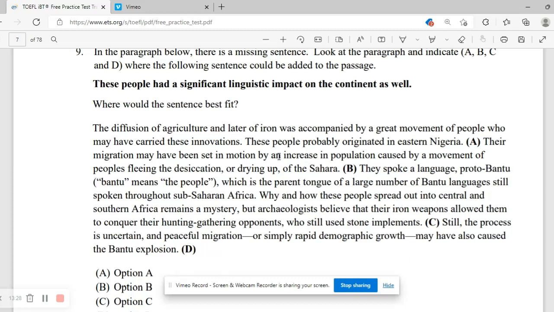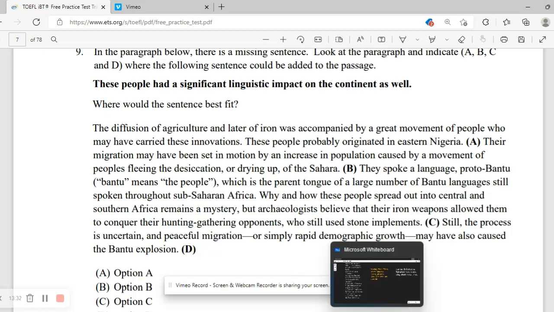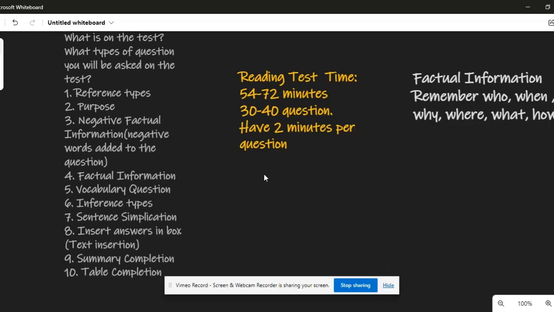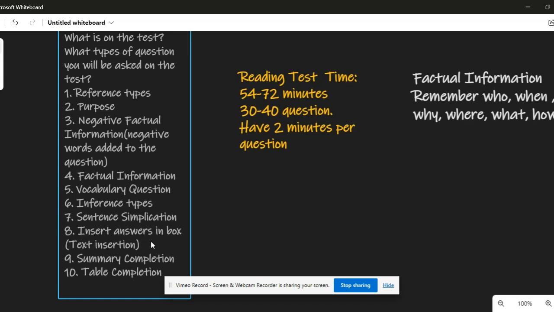So these questions are going to be text insertion questions. Let me get you to my previous slide. Okay, text insertion questions. Number 8: insert answers in box. So here you can say, insert the given lost sentence in the right box. Text insertion sentence. Let me say it again: insert the given lost sentence in the right box.